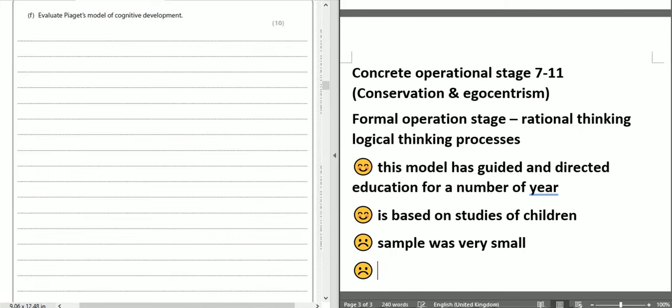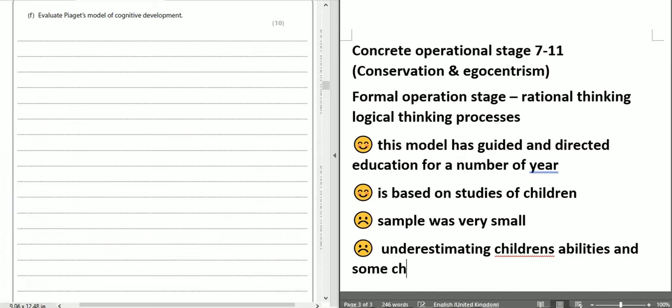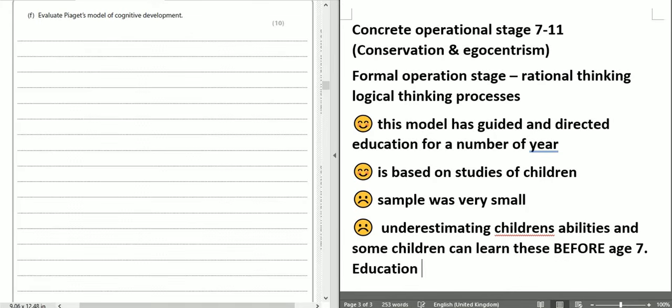He's also criticised for underestimating children's abilities, and some children can learn these skills before age 7. And it also kind of develops on this, that particularly what's really important is that education and social interaction are key.